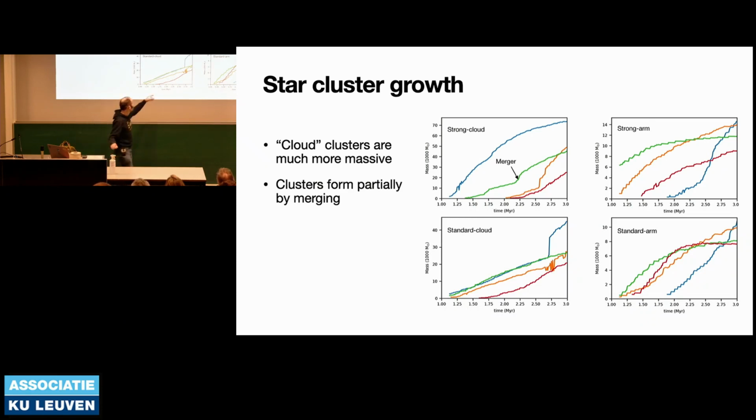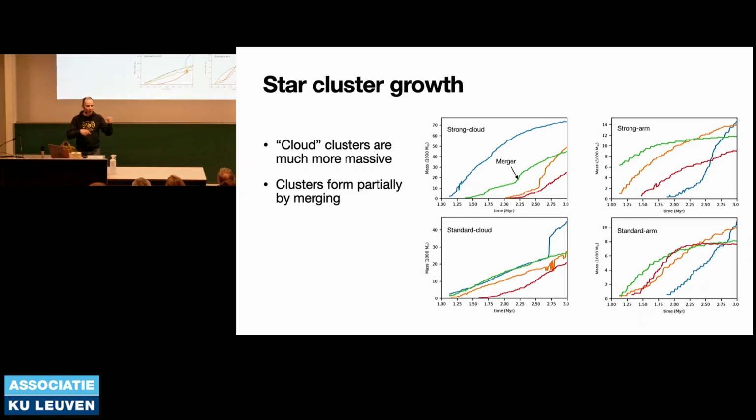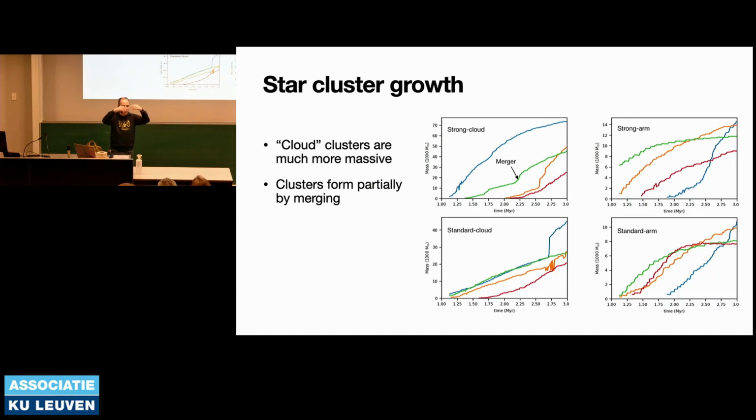And you see that there's this wiggly line here. That's just because the cluster finder had a little bit of trouble deciding which of the 2 clusters that was about to merge was the main one.